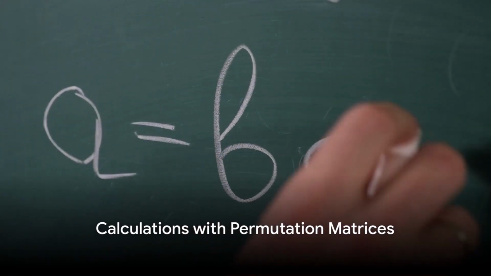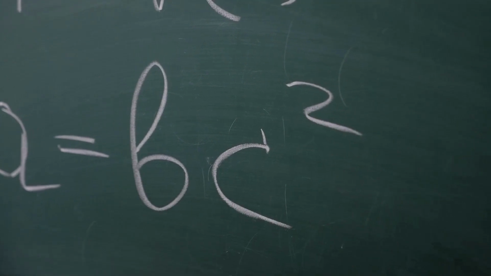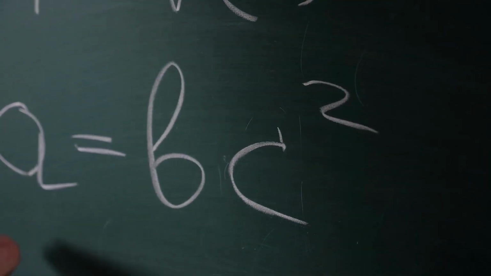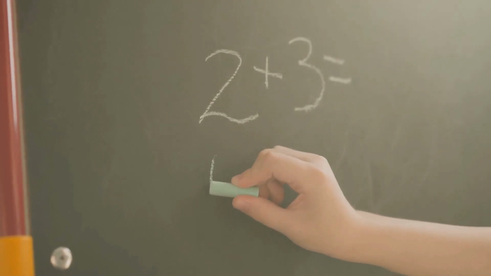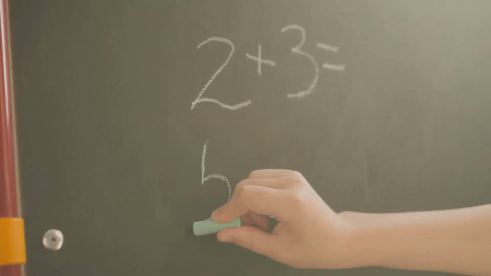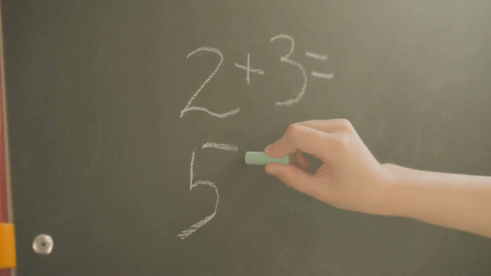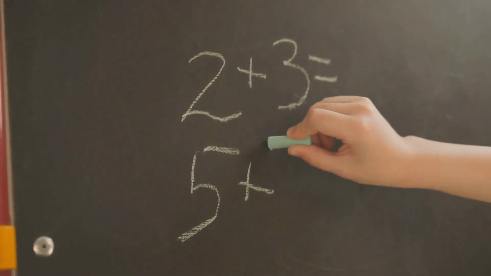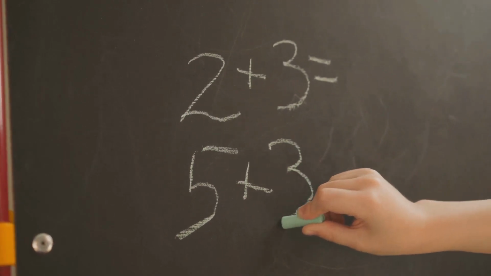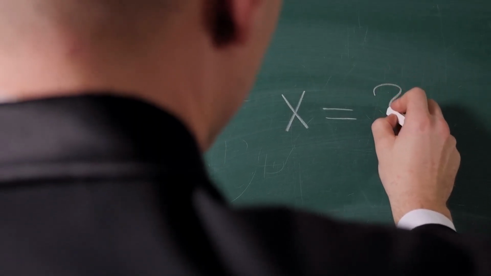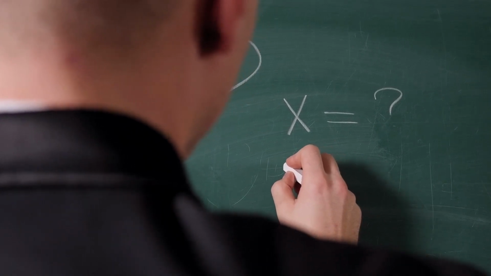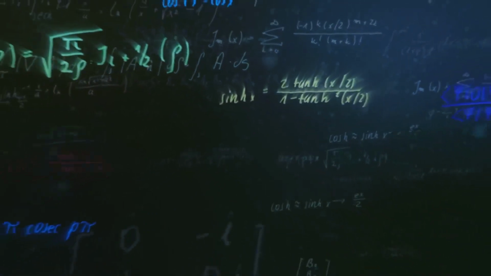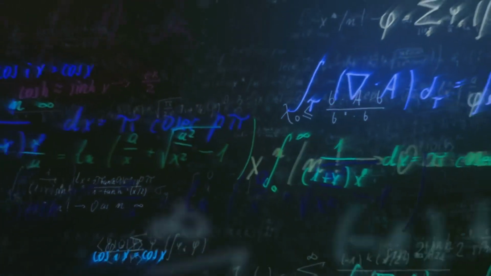Still with me? Great, because there's just one more piece to the puzzle. Ready to tackle some calculations with permutation matrices? Let's do this. Permutation matrices are intriguing entities, especially when it comes to calculations. They might seem daunting at first, but with a little practice, they become as simple as pie. So, let's dive right in. First up, let's talk multiplication. When multiplying two permutation matrices, we follow the same rules as regular matrix multiplication. Remember, the product of two permutation matrices is also a permutation matrix.